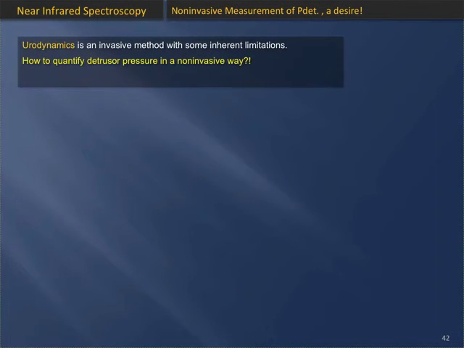In the last part, I want to touch on a new approach that we started on near-infrared spectroscopy, for the first time in the literature. I'm sure everybody agrees that urodynamics is an invasive method with some inherent limitations, and finding a non-invasive method for measuring detrusor pressure is a very good thing, a kind of desire.